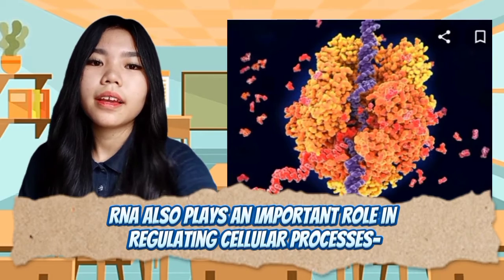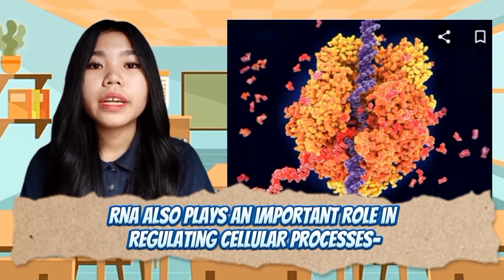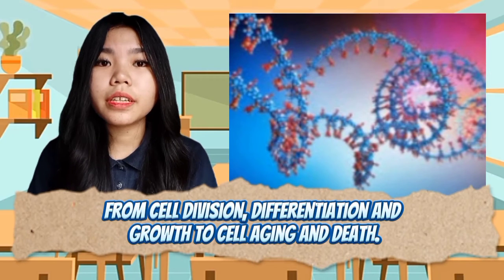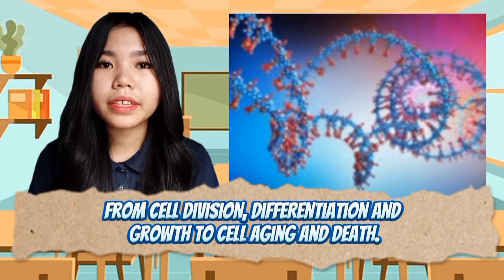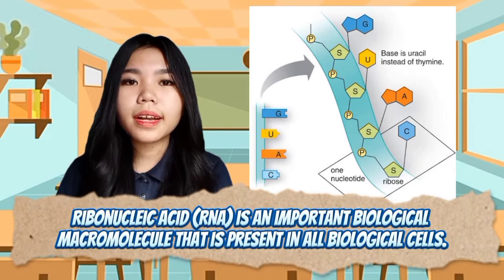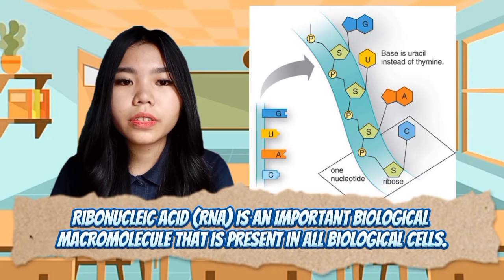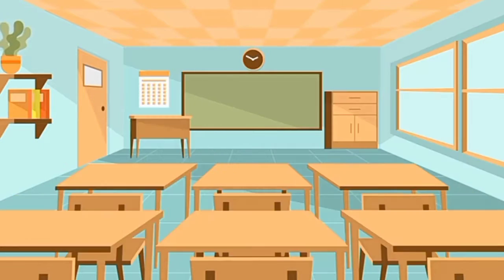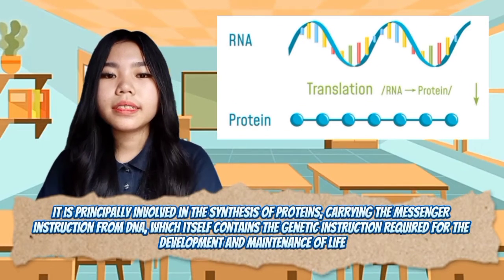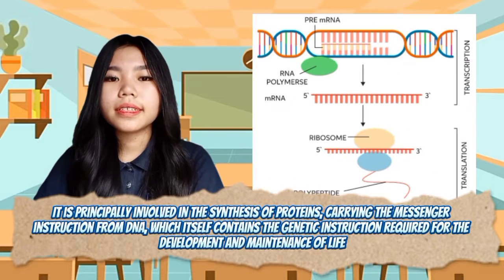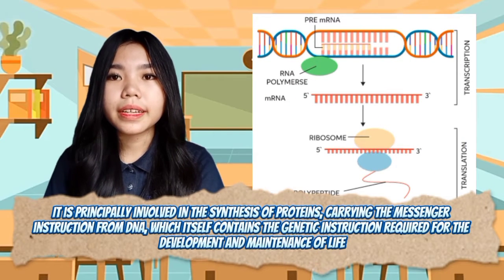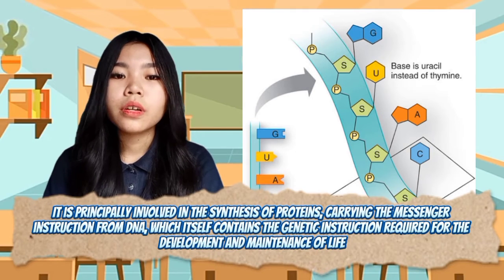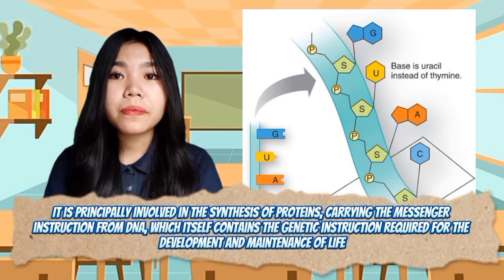Next is RNA. RNA also plays an important role in regulating cellular processes, from cell division, differentiation, and growth to cell aging and death. Ribonucleic acid or RNA is an important biological macromolecule that is present in all biological cells. It is principally involved in the synthesis of proteins, carrying the messenger instructions from DNA, which itself contains the genetic instructions required for the development and maintenance of life.